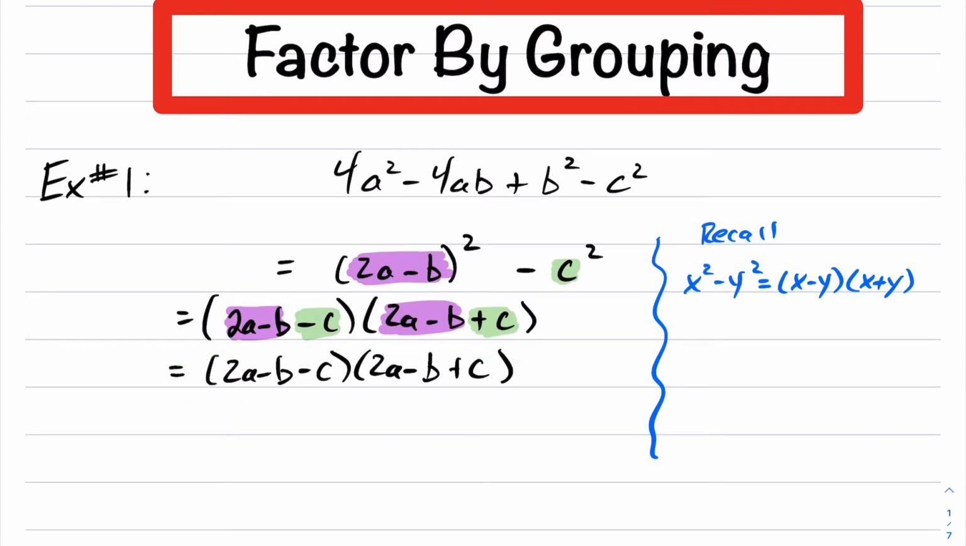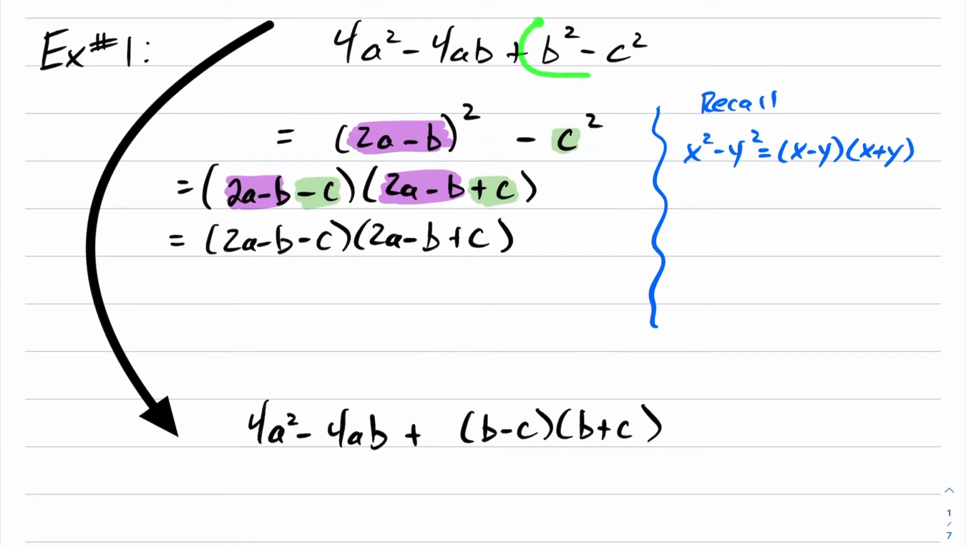Now, one question you might be having is, why did I choose to factor these three terms together? Why did I not try to do difference of squares on those two terms instead? Let's see what would happen. If I grouped the b squared minus c squared together and then did difference of squares on this, we would not have a common factor in the first two terms.